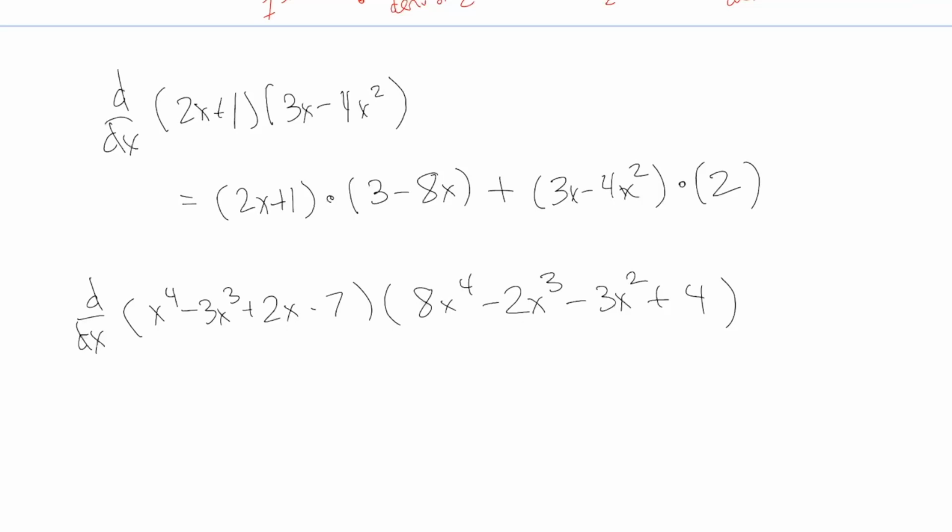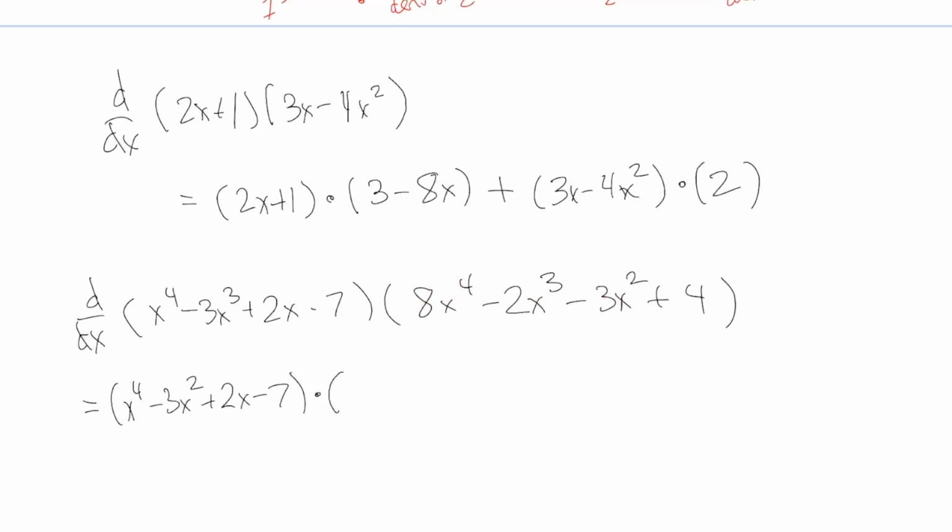You just have to keep straight the first thing times the derivative of the second thing plus the second thing times the derivative of the first thing. So I go the first thing like it is. I'm just copying the first thing first, and then times the derivative of the second thing. For that, you just read down this one and take the derivative as you go.